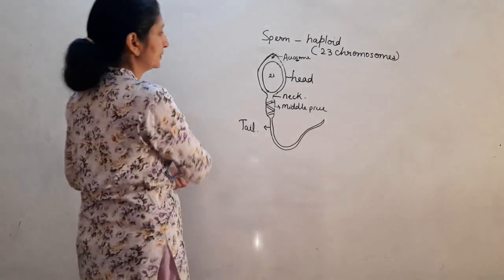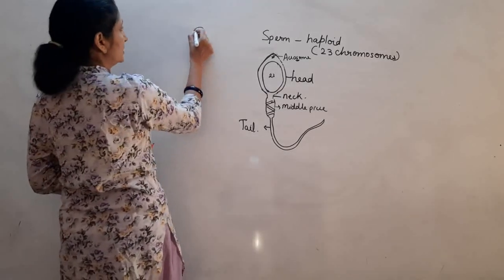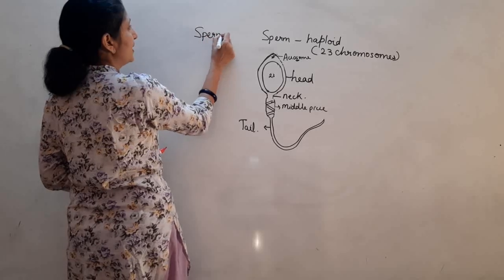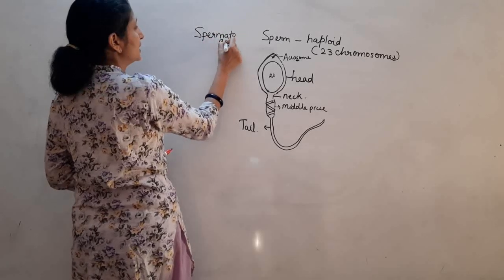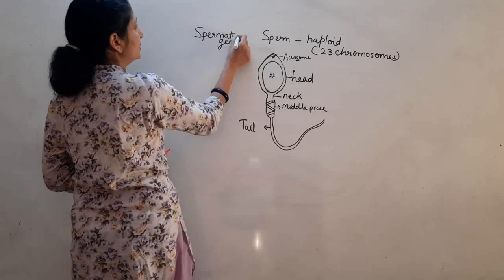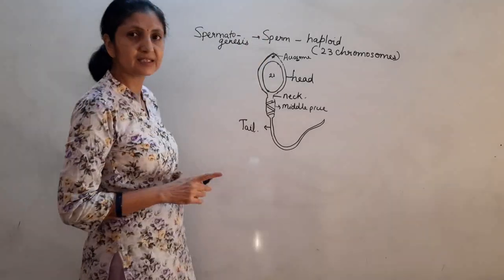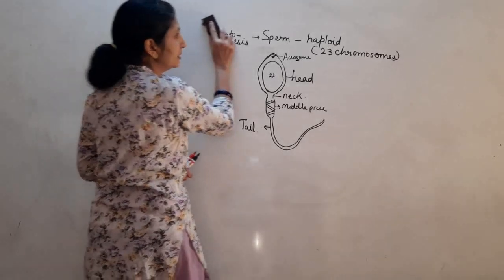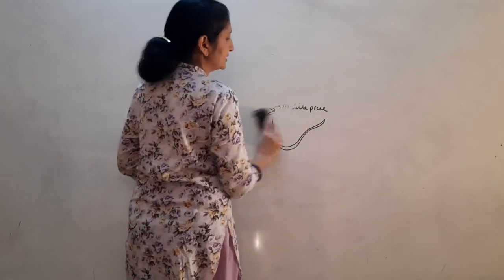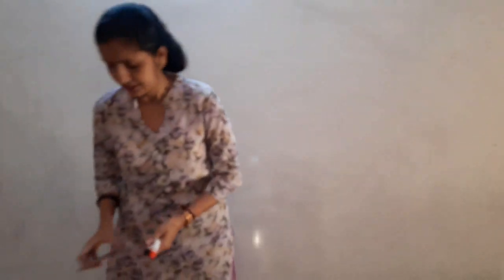part. The formation of this structure is called spermatogenesis. Spermatogenesis, formation of sperm, occurs in the testes under the influence of hormone testosterone. ठीक है? So this was about the male reproductive system. Okay, I forgot to put on the timer. Okay, this was about the male reproductive system.